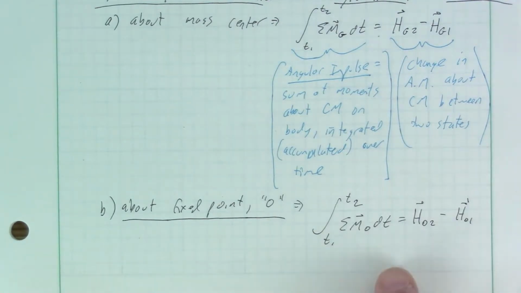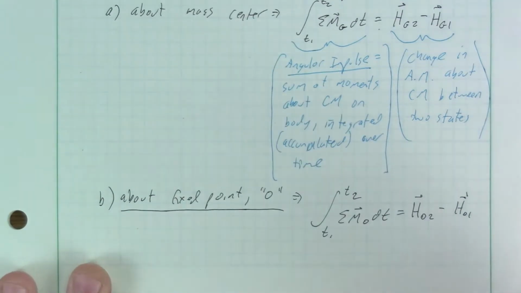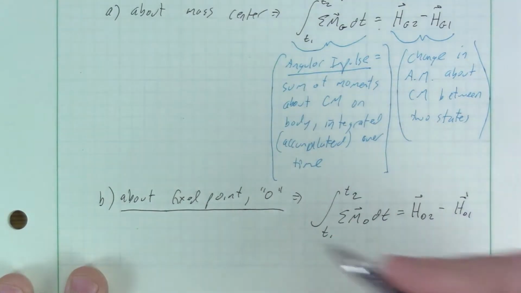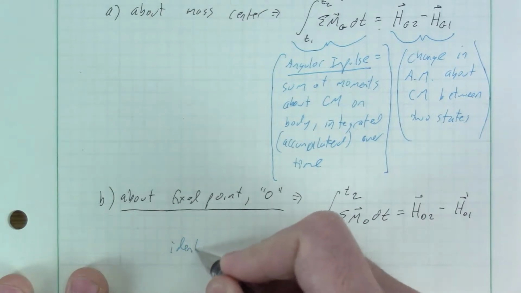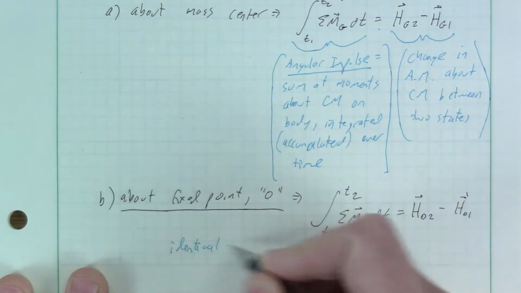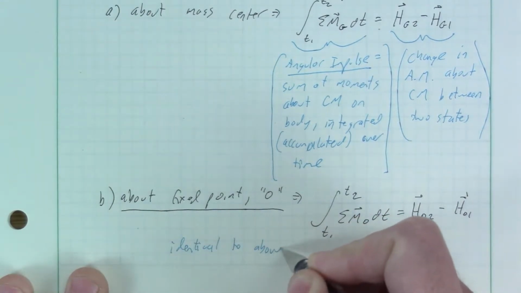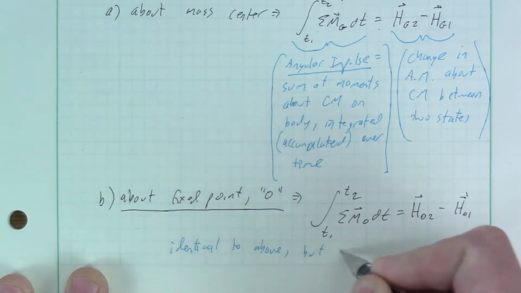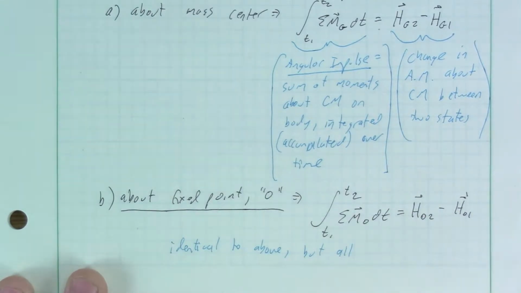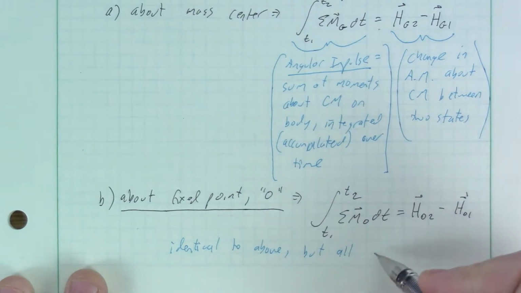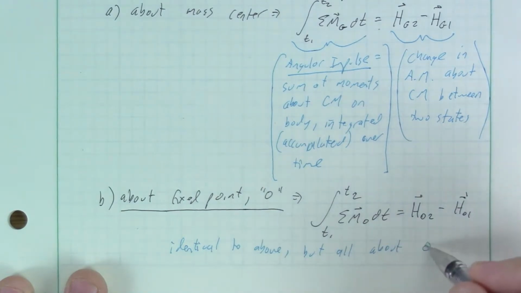All we're doing here is changing the O's to G's. So this is just everything the same. So I'll just say identical to above, but all of our calculations, all of the moments and the rotations, are about this point O.